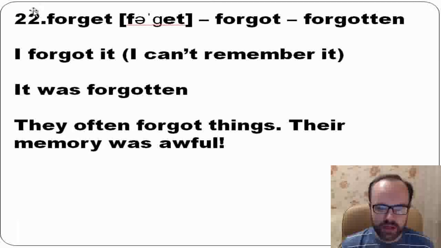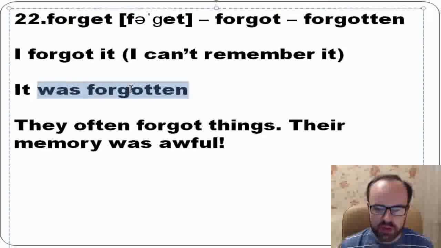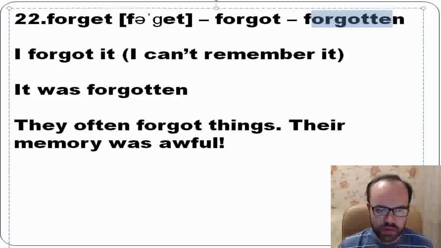Okay, so forget, forgot, forgotten. I forgot it. I can't remember it. And it was forgotten. Was plus past participle. It was forgotten. So past participle is the third form. They often forgot things. Their memory was awful.